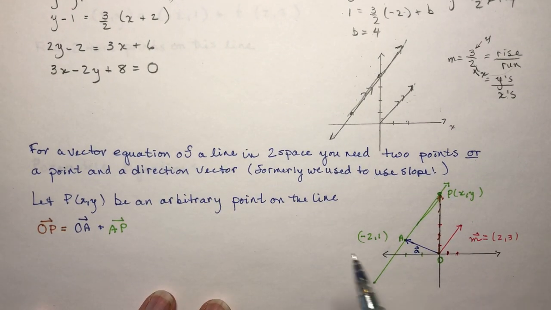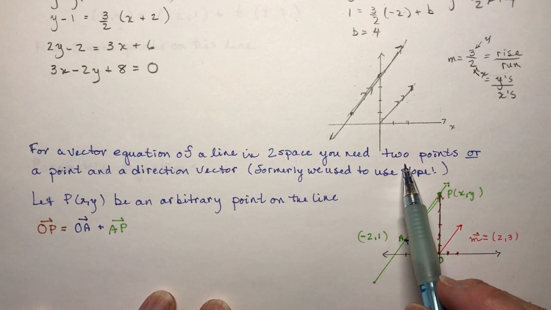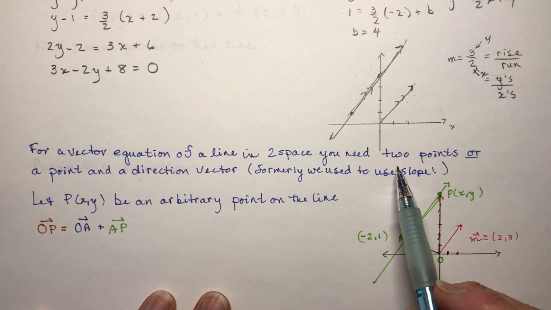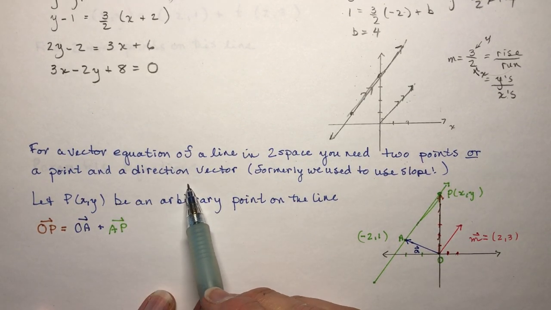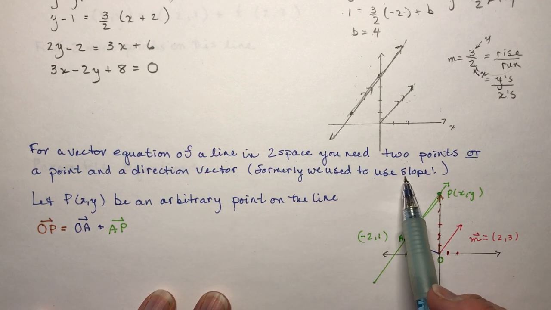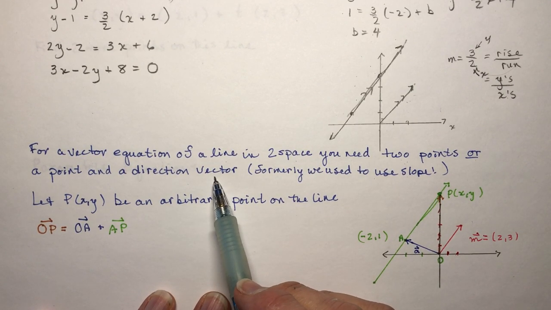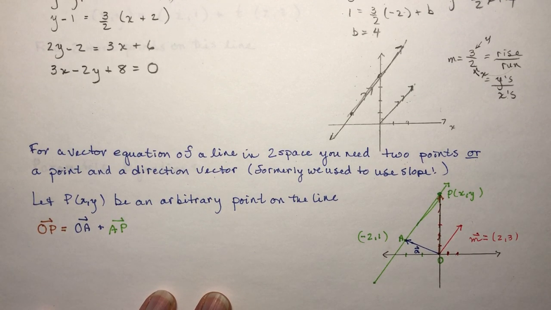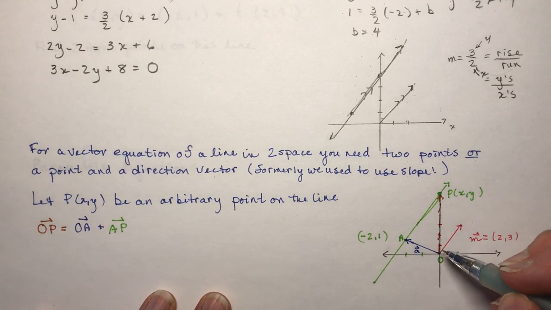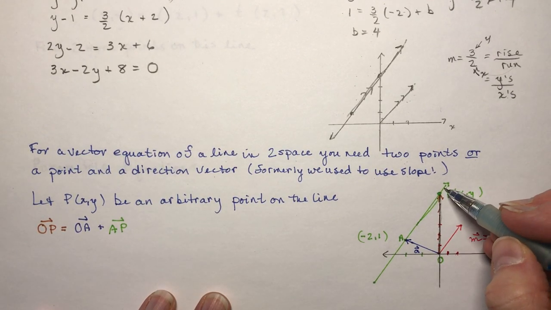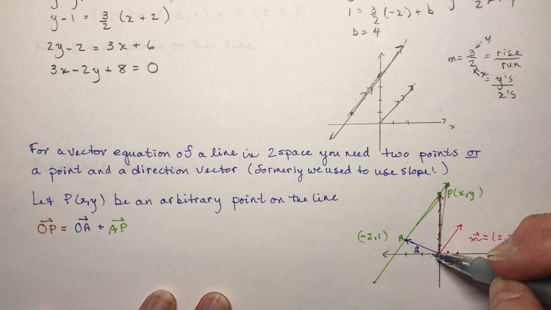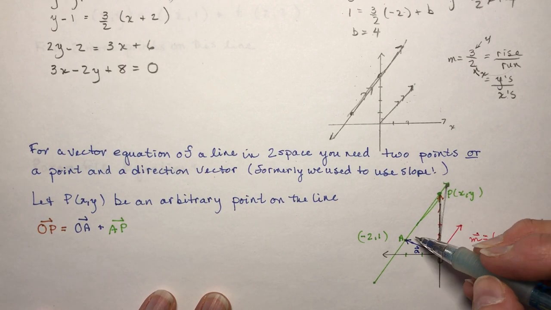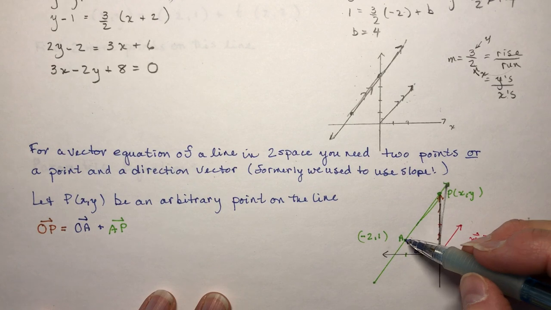So it says, for a vector equation of a line in 2 space, you need 2 points, just like you did in grade 9, right? With 2 points, you could find the slope. You need 2 points, or a point and a direction vector. Formerly we used to use slope, so now we're using direction vectors. So if we let P(x, y) be an arbitrary point on the line, we could say that OP, that's this line here, I should have put it out here so it doesn't look like it's on the y-axis, but you get the idea. So OP is going to be OA plus AP.